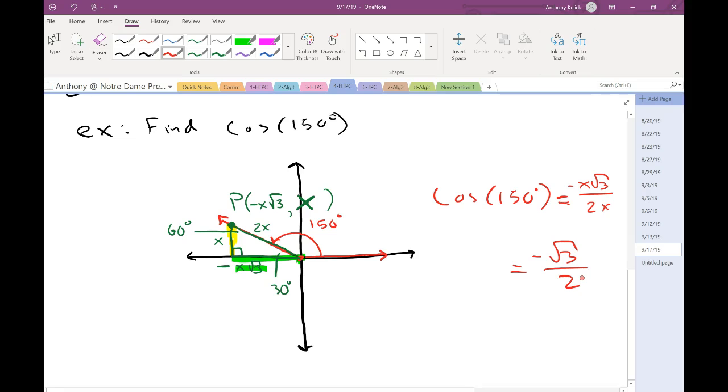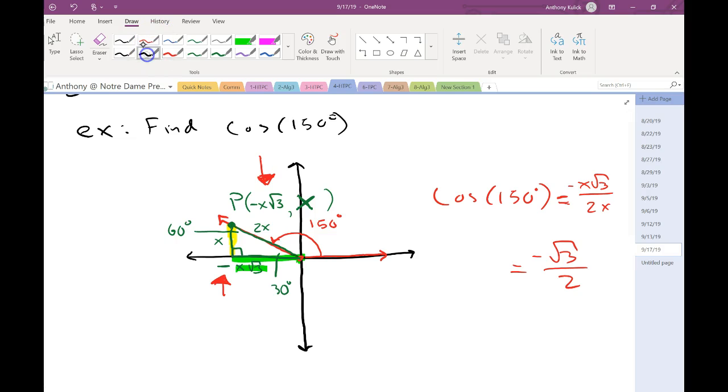Is everybody okay with that? So the one place where you might think that this is weird is that we've drawn a triangle with a negative side length on it. But we're not really drawing a side length right now. What we're doing is deciding the x-coordinate for a point on that terminal side of our angle. So it is certainly okay that we have a negative sign there.